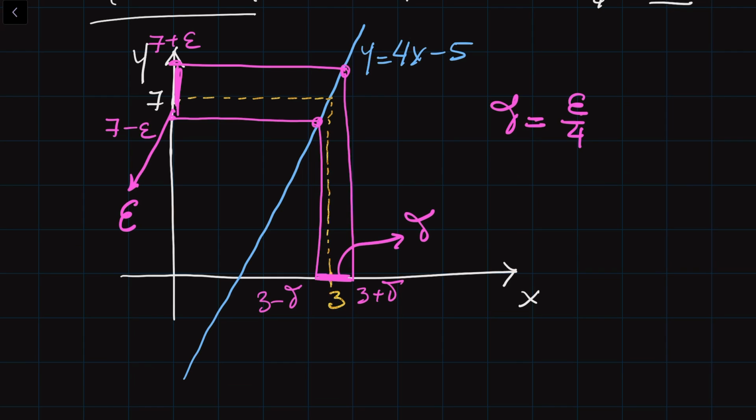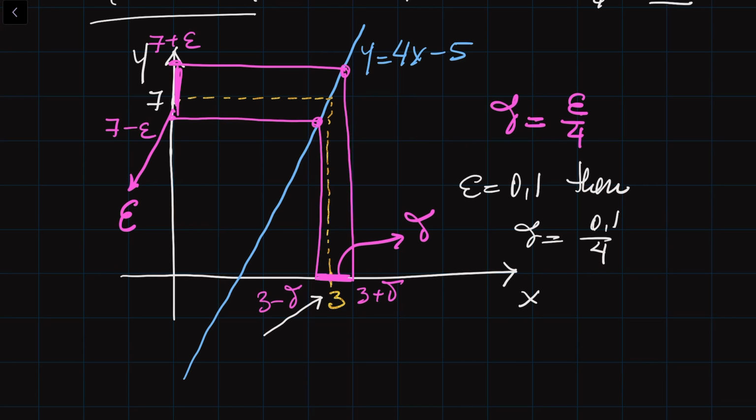So again, if you want your function to become very close to 7, for example within the distance of 0.1, then you need to choose the delta, the distance for x. Then you need to come closer to 3 at a distance of smaller than epsilon over 4, so 0.1 divided by 4, in order to get that value.